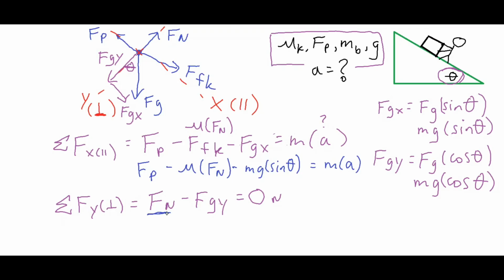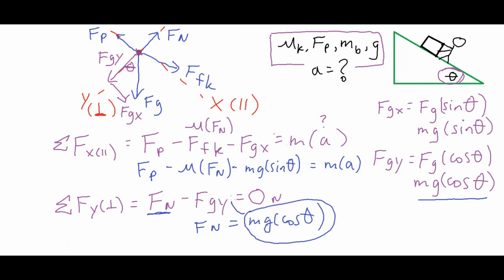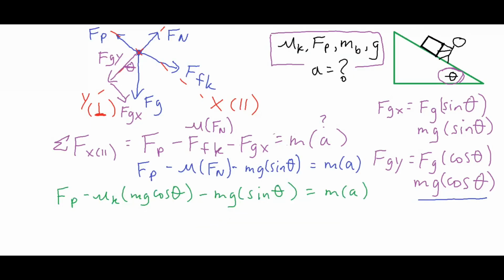We see it right over here in our sum of forces in the y direction. And we do actually know Fgy with our little bit of trig work over here. So Fn minus Fgy equals 0, which would mean Fn equals mg cosine of theta. Okay, we're going to take that and then substitute it in right over there. All right, so let's go ahead and clear out a little bit of room and then do the last bit of rearranging to solve for A.